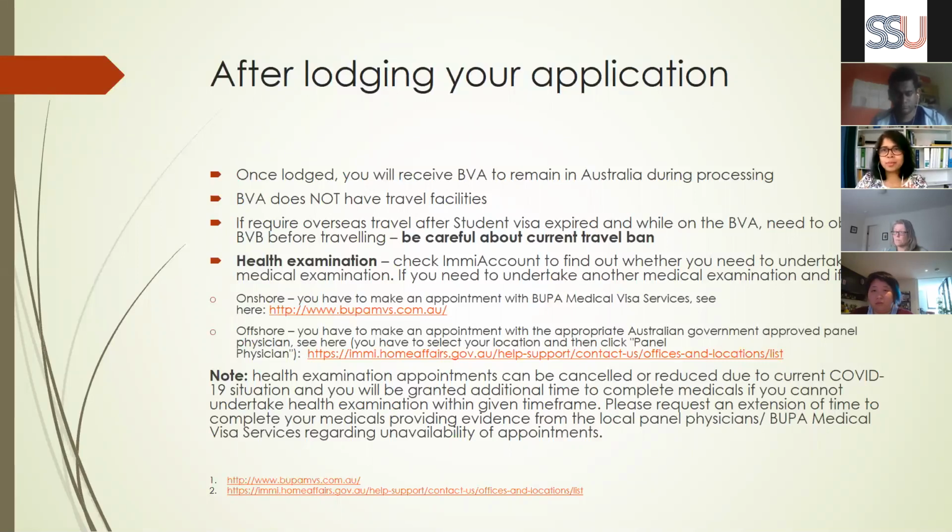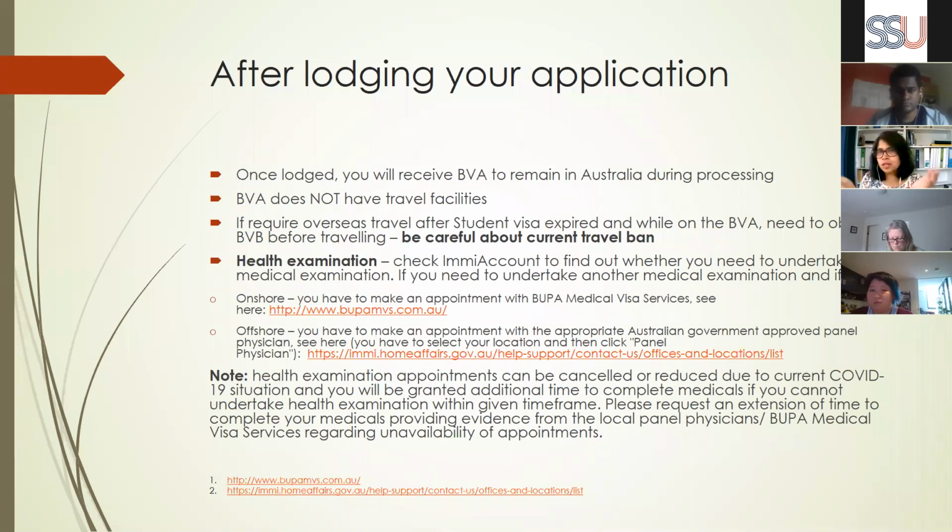Once you lodge the application, in your application page you will see a health tab, and if you click that health tab, you will get information whether or not you need to do another medical examination. If the system says that you need to, and you are in Australia, you can go to the Bupa Medical Visa Services website and book an appointment. You can't go to your favorite GP. It has to be Bupa Medical Visa Services. And if you're offshore, then you have to go to an immigration approved panel physician. You can click the link we have provided here to find a panel physician in your home country.